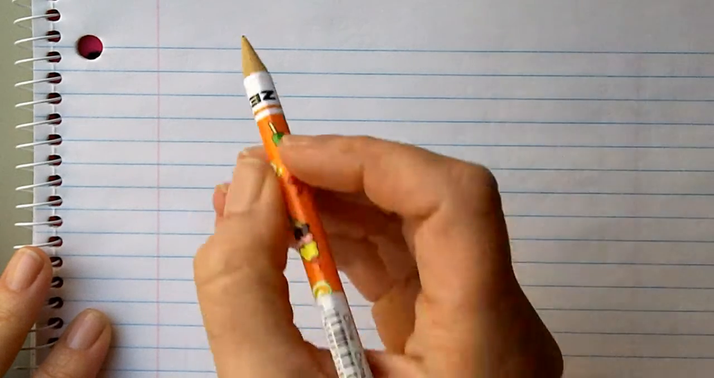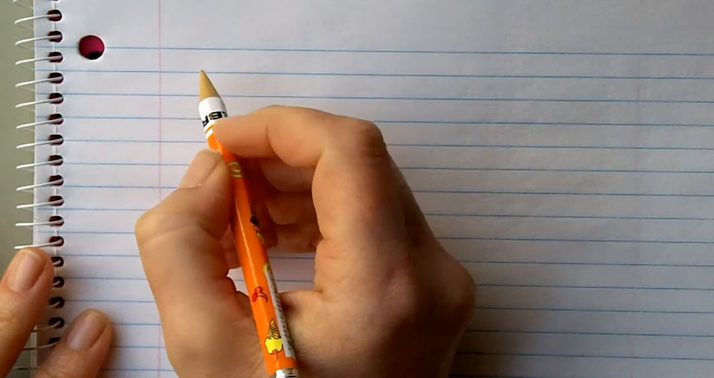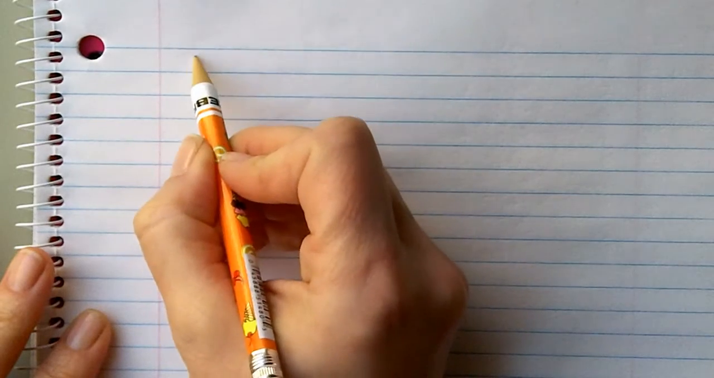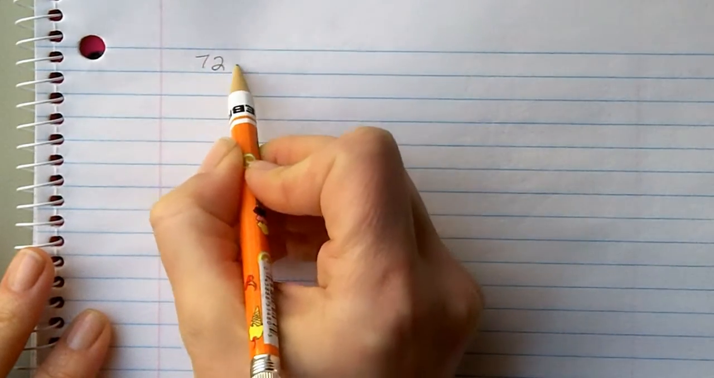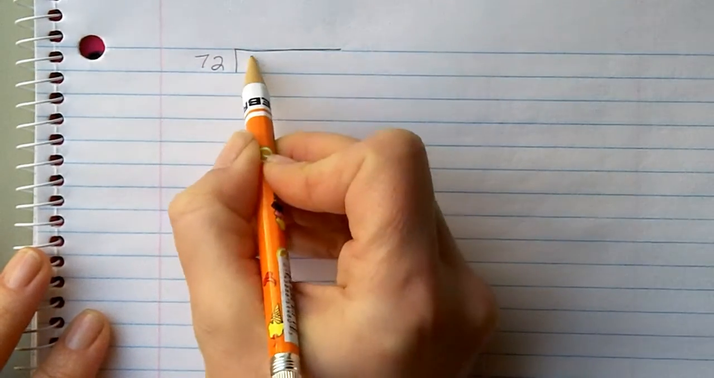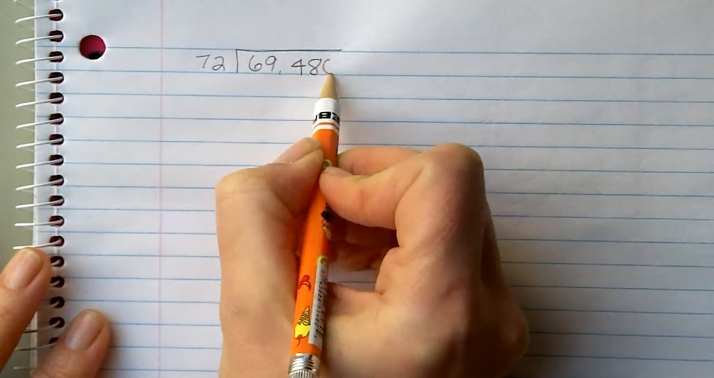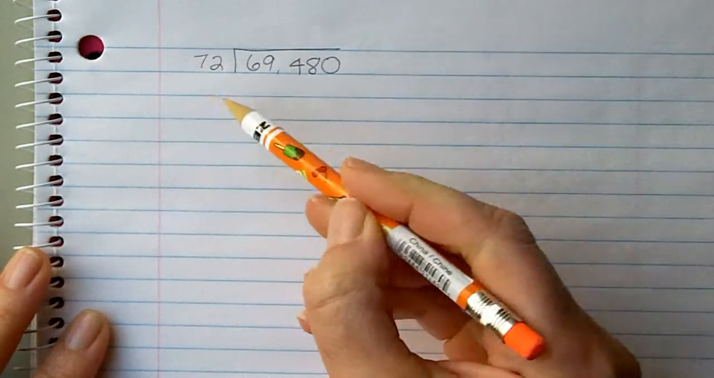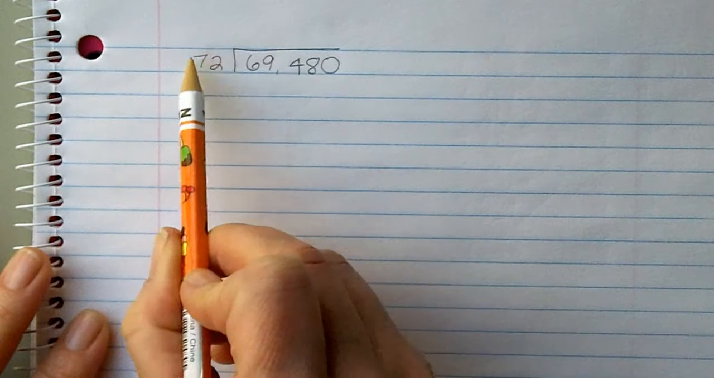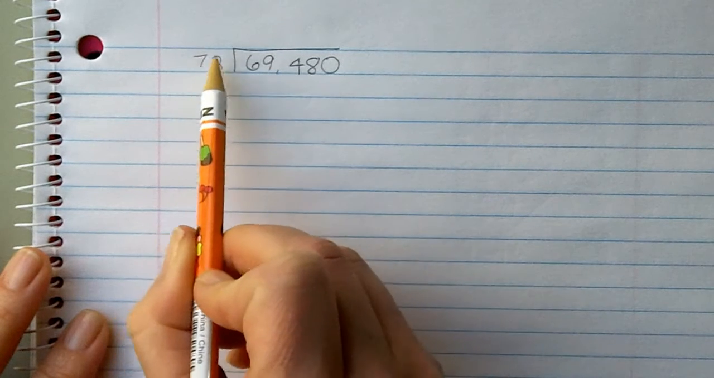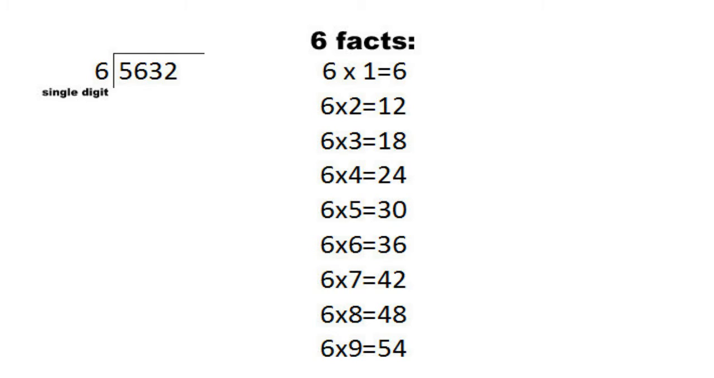Today I'm going to show you how to do long division using really big numbers. So let's say we want to work with the number 72 divided into 69,480. And I know you're already good at long division using single digit numbers over here because we know our math facts and it's easy to figure out how many we need.